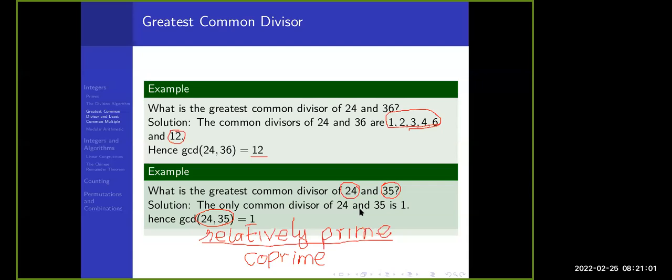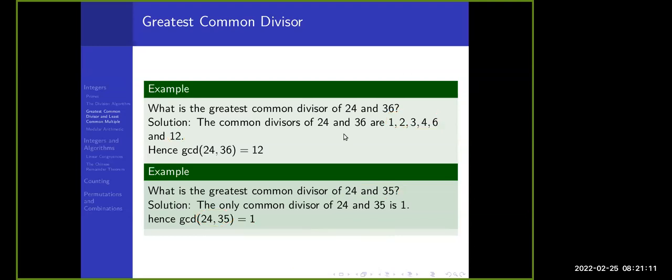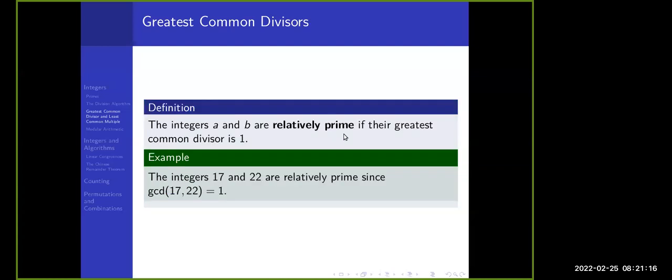So this is a definition, exactly what we were just saying before, that two integers a and b are called relatively prime if the greatest common divisor is 1. Some books may prefer to use the word coprime. It simply means the pair of integers have greatest common divisor equal to 1. Here is another example of a pair of coprime numbers: 17 and 22, the greatest common divisor is 1.